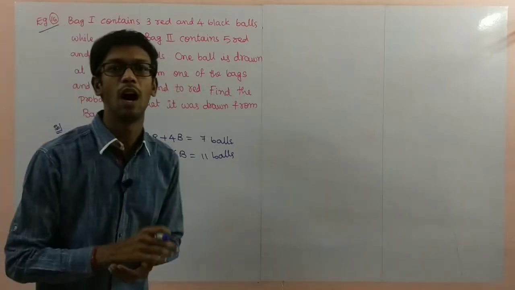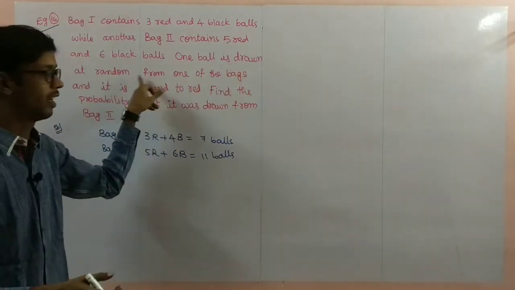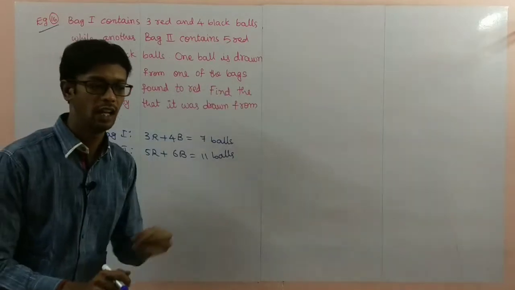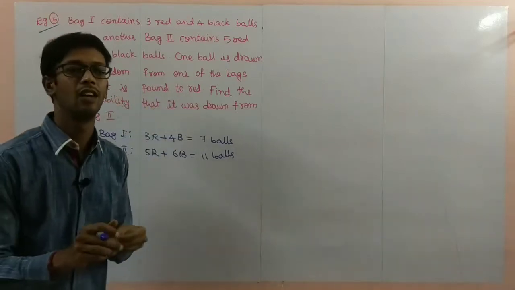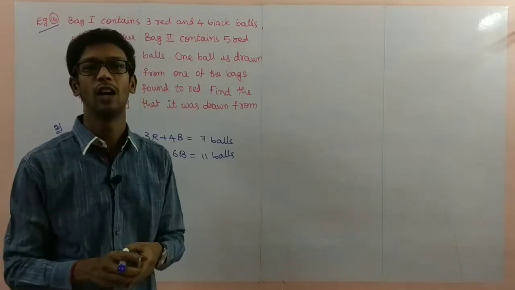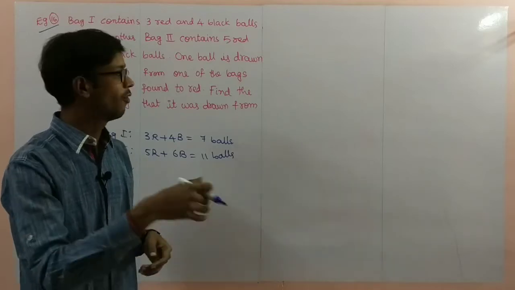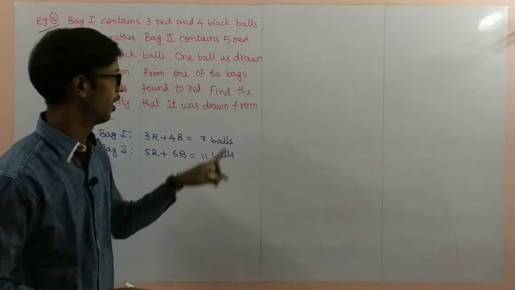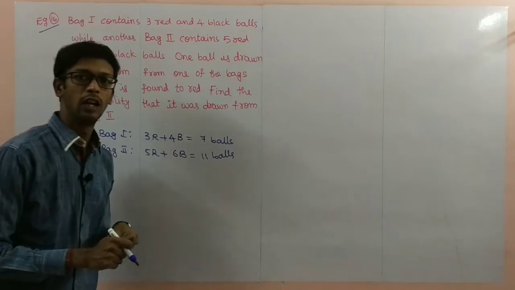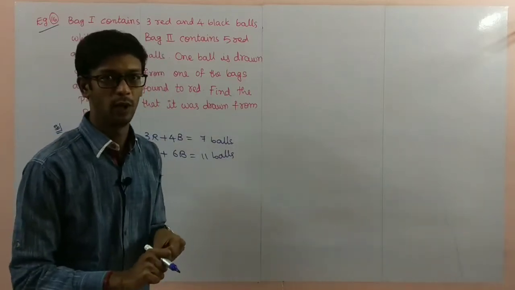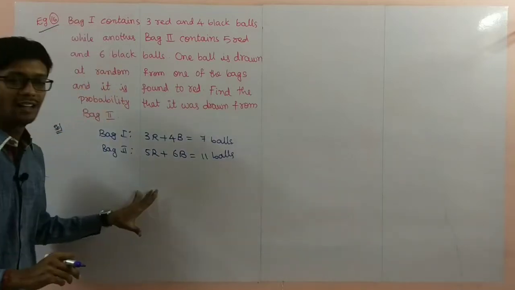So what they have given is completed up to here. You are selecting one ball. One ball is drawn at random, randomly from one of the bags. From any one bag you are selecting one ball, and it is found to be red. If we take from bag 1, the ball is found to be red; if we take from bag 2, that ball is found to be red. So that is given. Next, find the probability that it was drawn from bag 2. The red ball is already given. So here, concentrate and write.